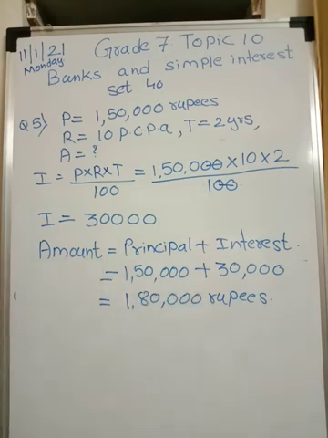You can write at the end in sentence form. This is what is the total amount he will get from the bank. So he will get 1,80,000 rupees from the bank. Alright. So let's go to the next set 41.